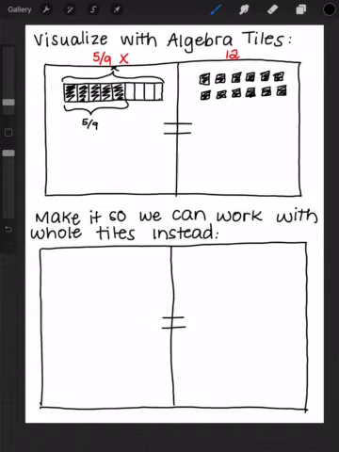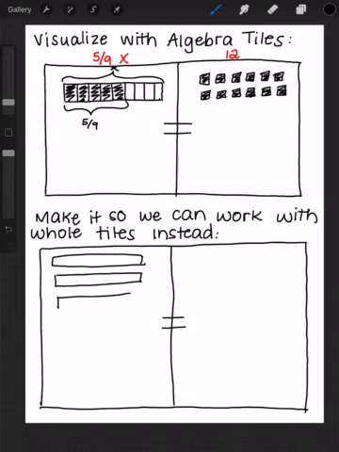So this is how I visualize it. Now this doesn't really help me so much because that x tile is split up into a fraction. So what I would want to do is see if we can work it so that I could make my x tiles a whole number. So what I would do is multiply by the denominator, which in this case is 9. So I'm going to do that 5/9 9 times. So I'm going to draw 9 x tiles.